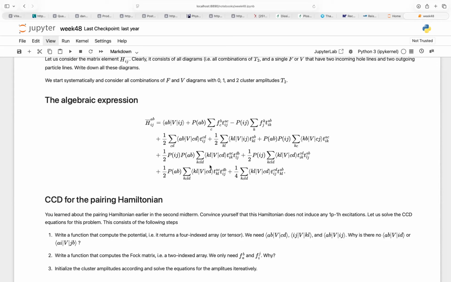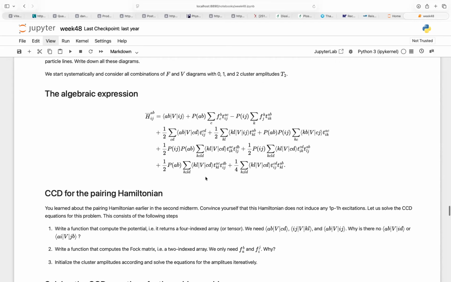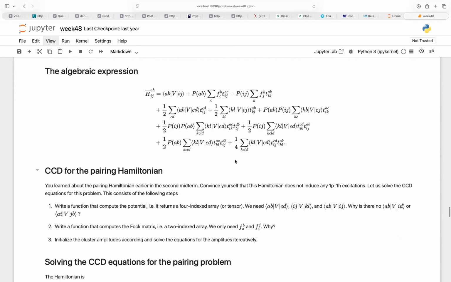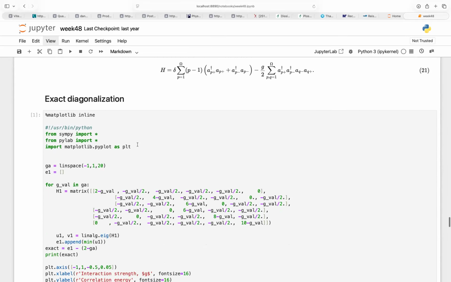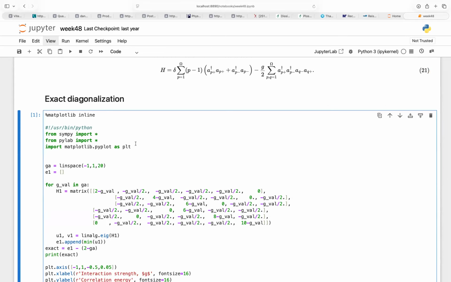So when you use the diagram rules, which we are coming back to, then from the diagrams you can write down the analytical expressions. And these are the equations which you want to set to 0. So you want to find the roots of that equation. So when you're solving the equation then, first we have the case with the exact diagonalization, which you did in the second midterm.